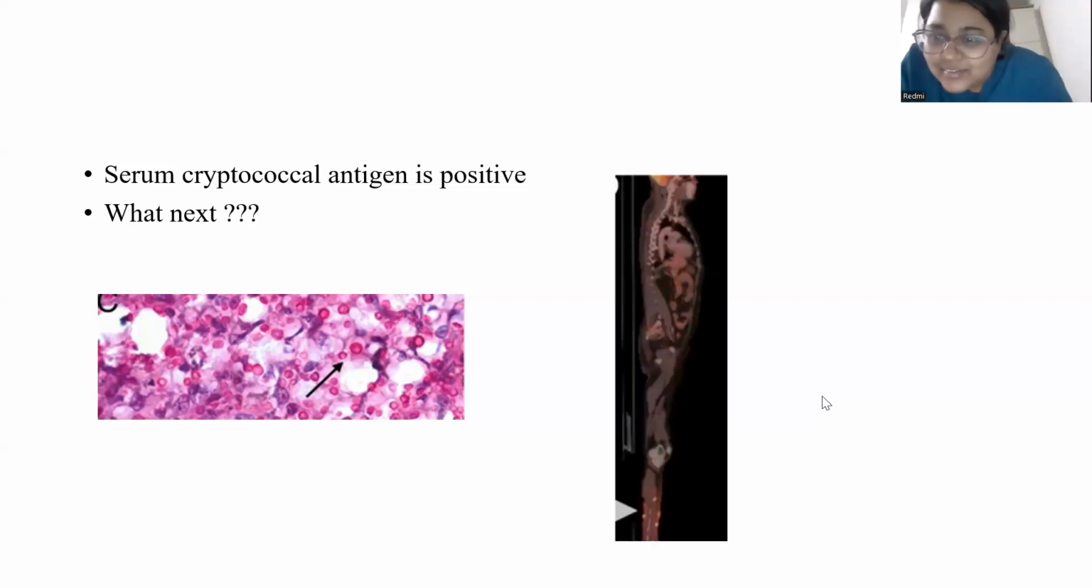Besides the lesions which we are already seeing, there was again one vertebral lesion in the L5, which was enhancing. You might not be able to see that clearly in this picture, but any which way.